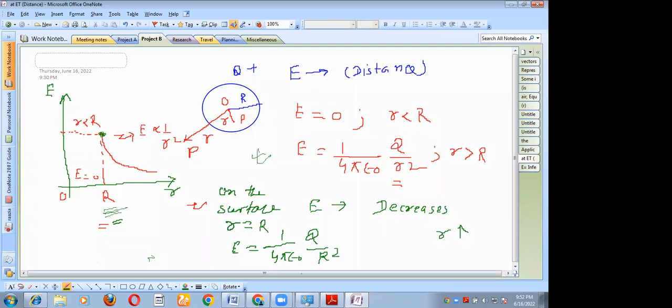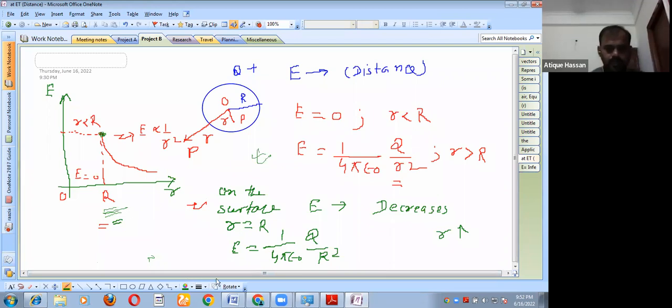So on this surface, the value of electric field is 1 by 4 pi epsilon naught Q by R square.